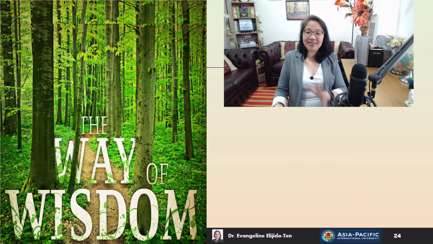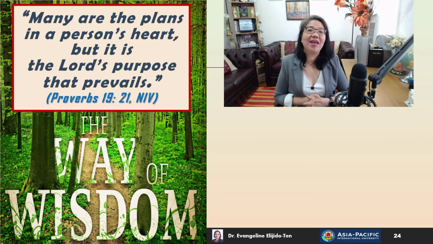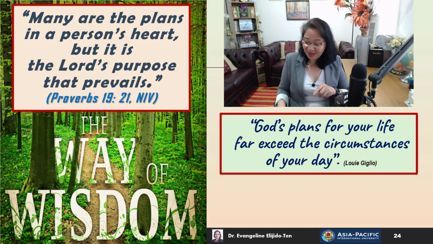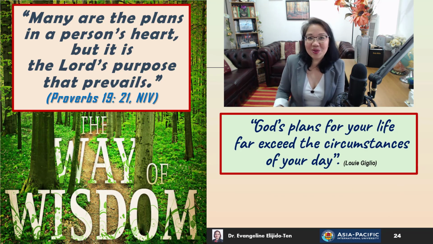All right, well, this is it for financial planning and budgeting. I'd like to end with this verse from Proverbs chapter 19, verse 21. It says, "Many are the plans in a person's heart, but it is the Lord's purpose that prevails." This quote from Louis Giglio is also well suited for our topic today. It says, "God's plans for your life far exceed the circumstances of your day."